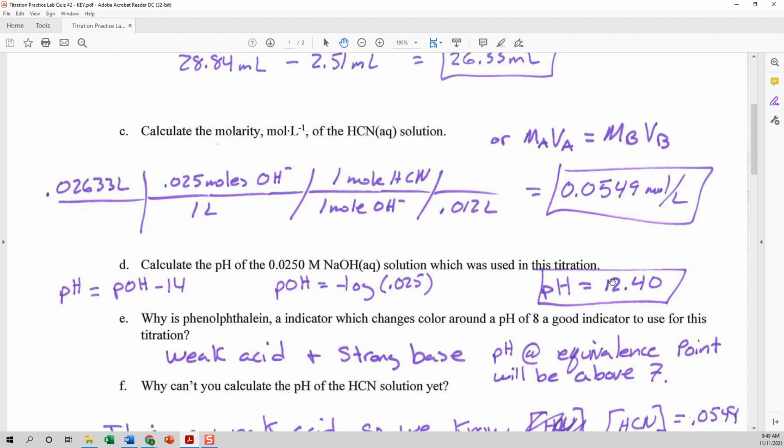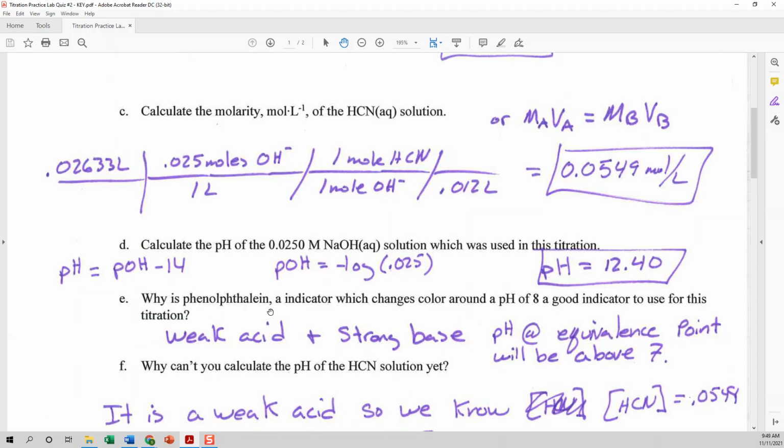All right. And then this question is, why is phenolphthalein the indicator? And it's an indicator which changes color around a pH of 8. Why is this a good indicator to use for this titration? Okay, so remember, in lab, we did a strong acid, strong base titration. And we used bromothymol blue because that changes color, that gives us a green color at a pH of 7. And when you do strong acid, strong base, your equivalence point is always going to be at a pH of 7. And so you want the color to change at the equivalence point, okay?